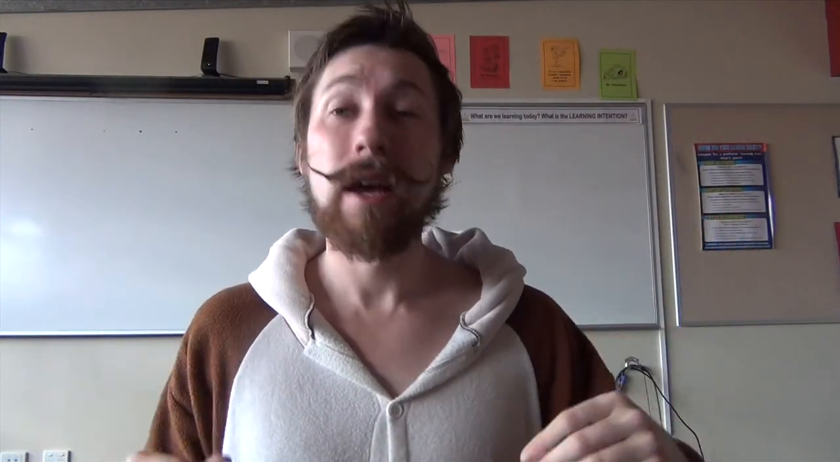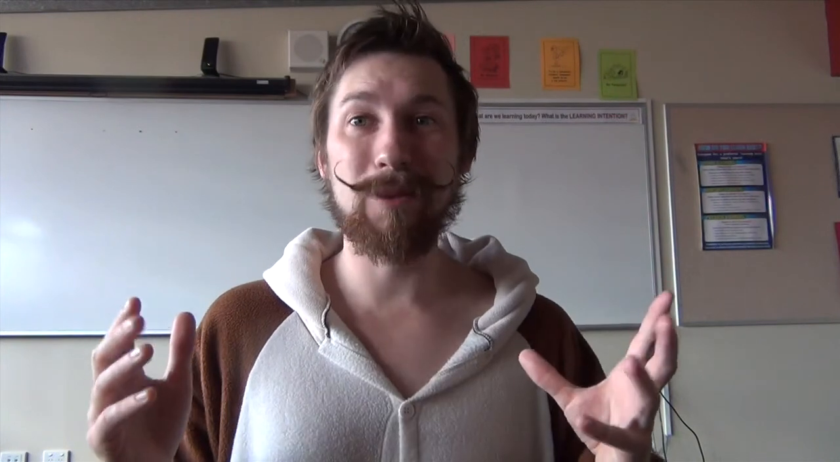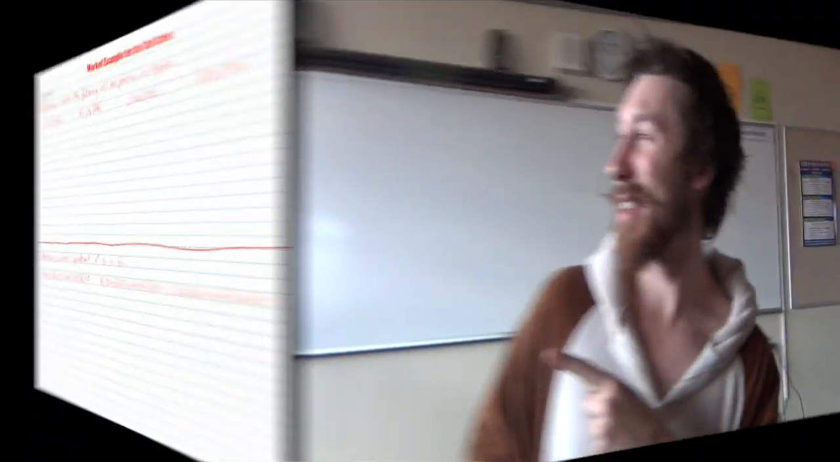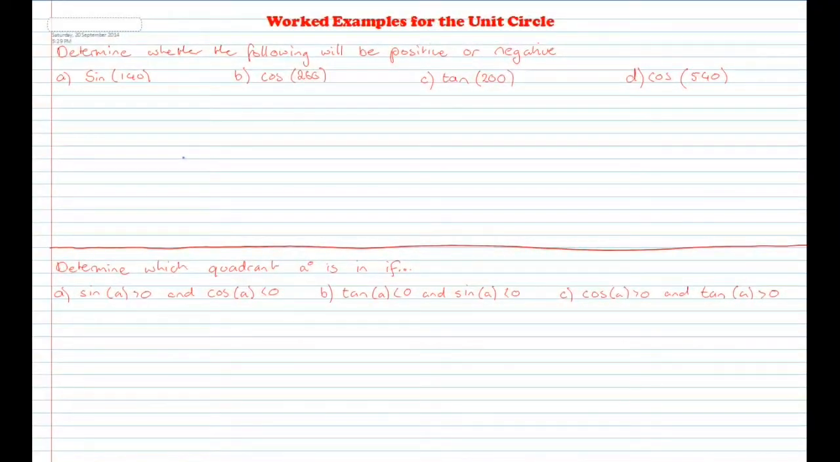Cool, so I guess you've just seen how sine, cos and tan have come about. Now let's go through and have a look at some worked examples on how to actually work with these. So we're going to have a look at a couple of worked examples now for the unit circle. And the first one says determine whether the following will be positive or negative. That is sine of 140, cos of 260, tan of 200, and cos of 540 degrees.